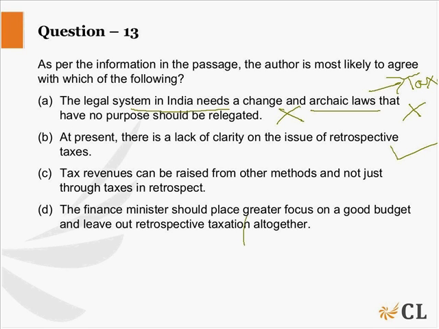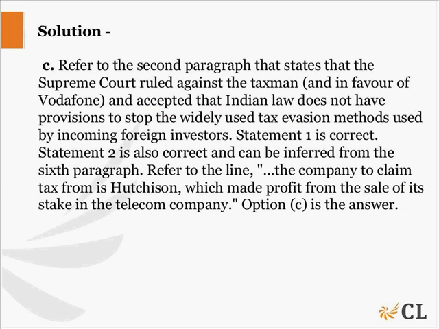C says tax revenues can be raised from other methods and not just through taxes in retrospect. Does the author advocate this? Throughout the passage, is the author advocating this? The author is not advocating this point. Please remember that. If you go back to the passage, again I think I'll have to take you back to the passage.